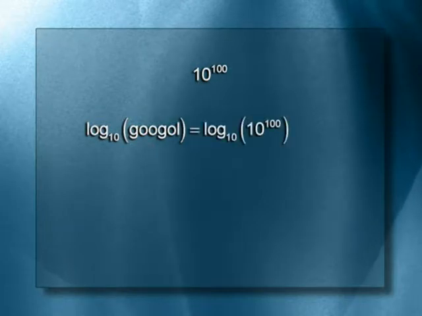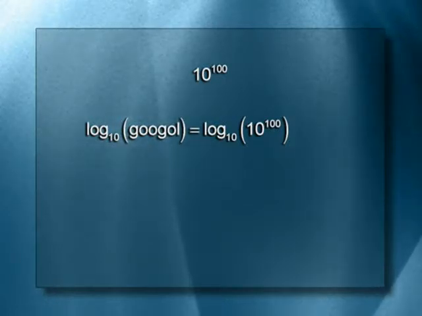But let's take the logarithm of a googol and see what happens. What's the logarithm to base 10 of a googol? Well, it'll be log base 10 of 10 to the 100th power. And now we use those inverse properties. We have 10 to the 100th, and then we're logging it afterwards. They cancel, and we're left with just 100.